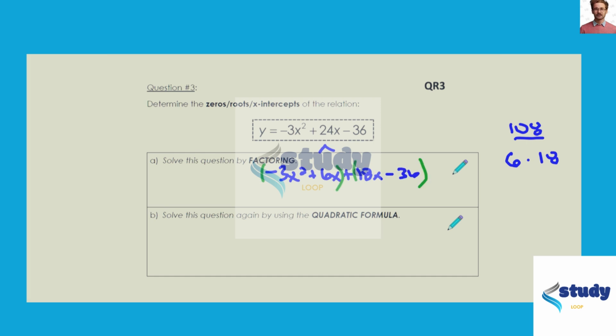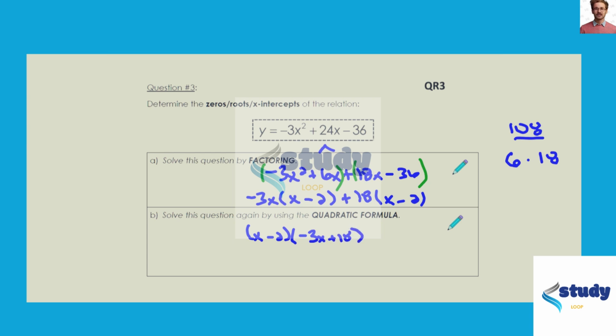You can take out a negative 3x from the first group. Then we're left with x minus 2. And from the second group, we can take out 18. And we're left with x minus 2. And now we have the common group, x minus 2 times the negative 3x plus 18.